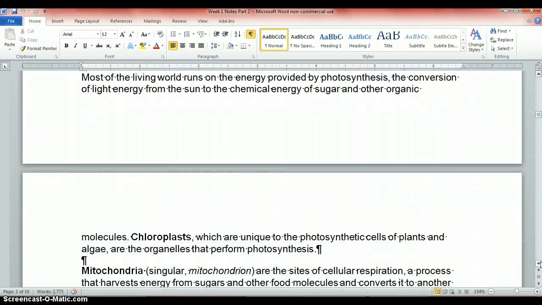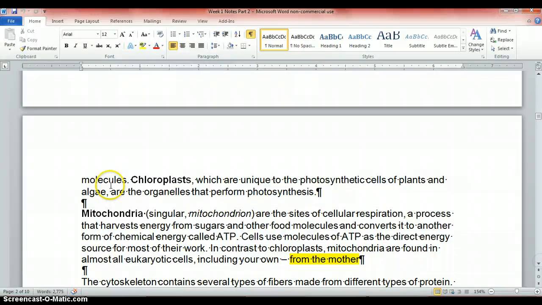Then we're going to get into photosynthesis a little bit. Plants have chloroplasts, and this is where the photosynthetic cells of plants and algae are, so they perform photosynthesis. So basically chloroplasts turn light into energy for the plant to use.